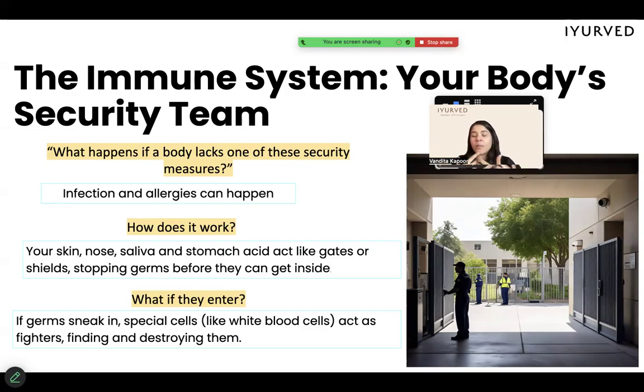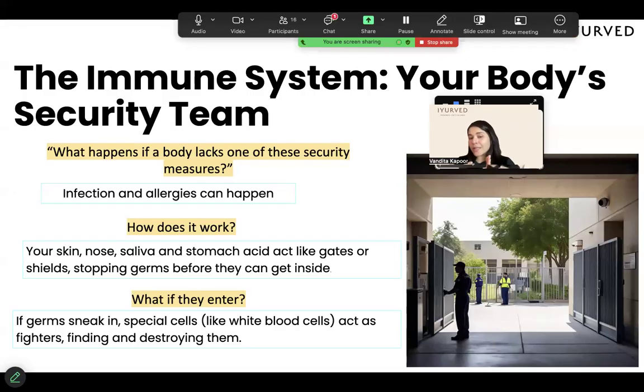And how is the body protecting you then? You have these parts of the body: your skin, your nose, your saliva, your stomach acid. They act as these gates or shields which will stop the germs from entering your body. That is the first layer of protection. You can see them on your skin, on top of your body. You know that these will stop the infection from entering your body.